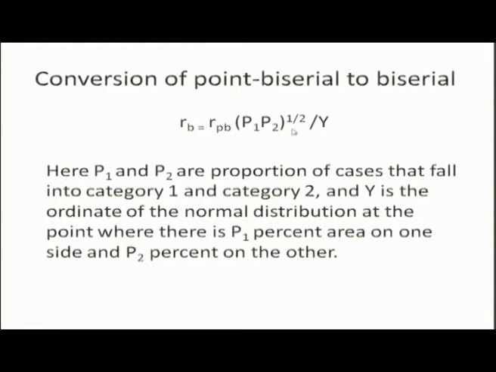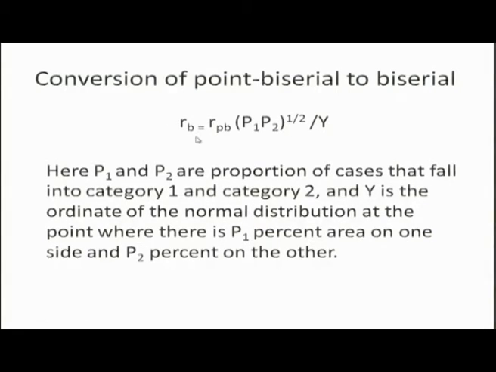First you calculate point biserial. In point biserial, as I said, there is a dummy 0, 1 or 1, 2 or 4, 5, usually 0 and 1, and the other variable is numeric. After that, this point biserial is converted to biserial by this formula.